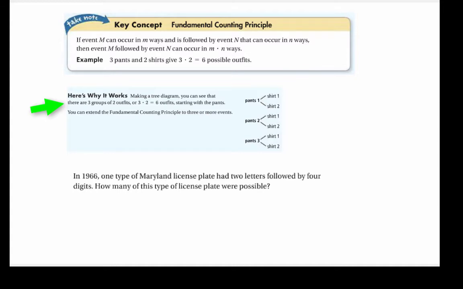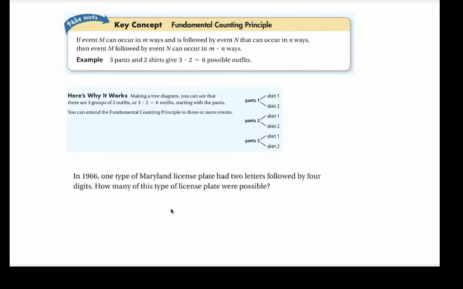We can make what's called a tree diagram. So we can see that there are 3 groups of 2 outfits, and they're all branched off of a pair of pants. Your first pair of pants, you can have one of 2 shirts to wear with it. Your second pair of pants, you can have one of 2 shirts to wear with it. And your third pair of pants, you can have one shirt or another shirt to wear with it. That's where you get your 6. So that's called a tree diagram.